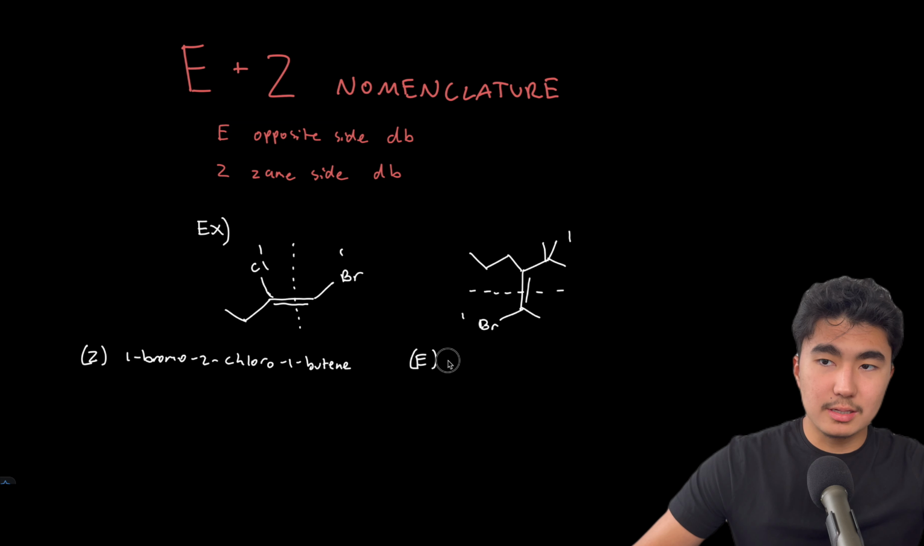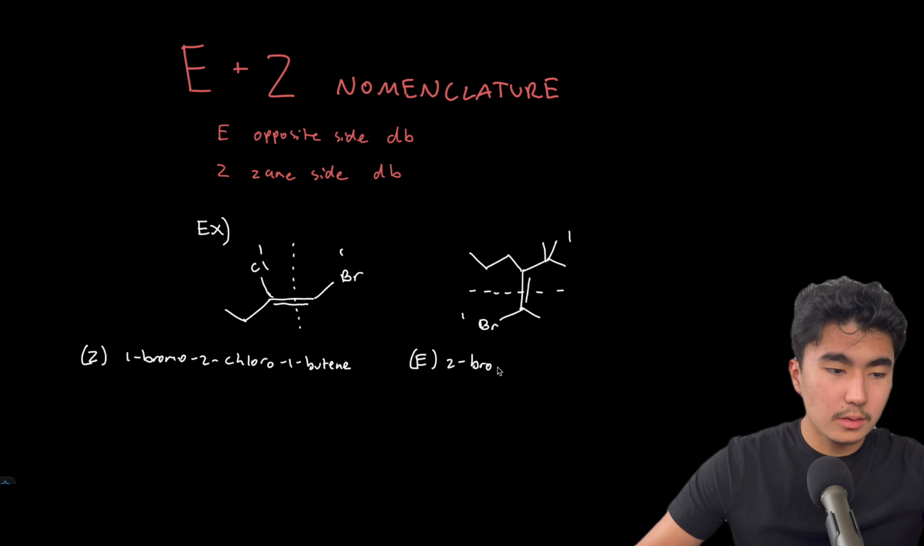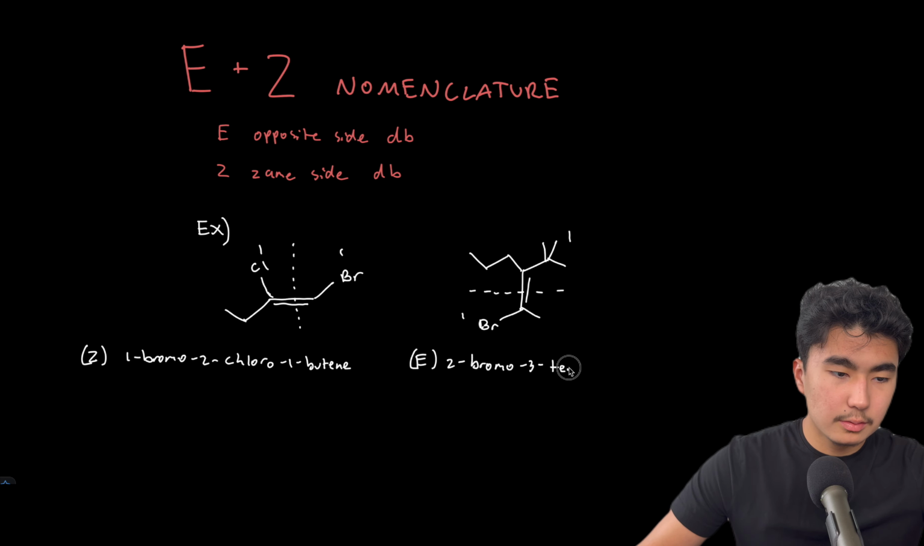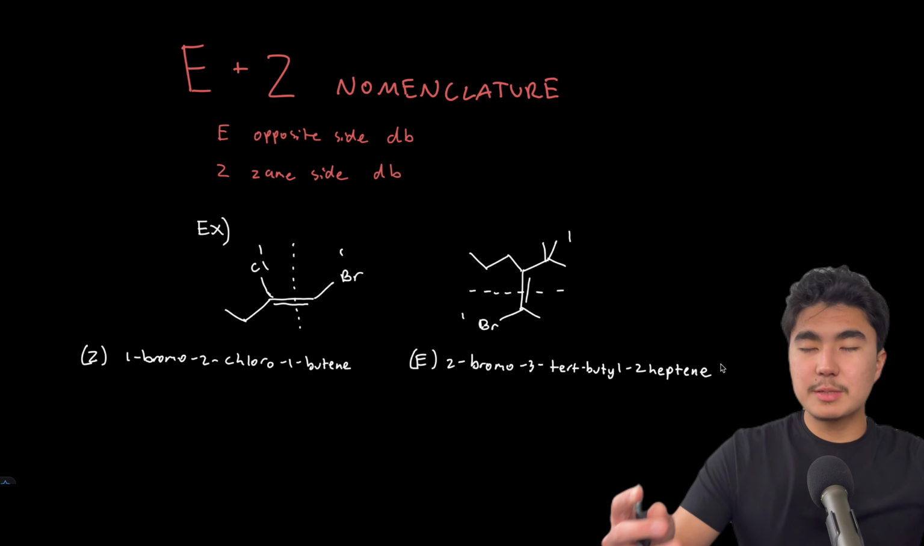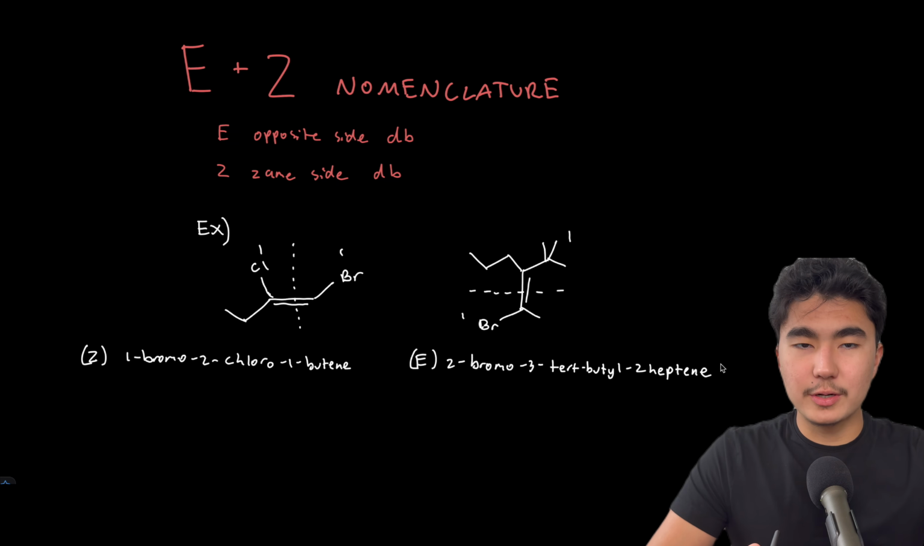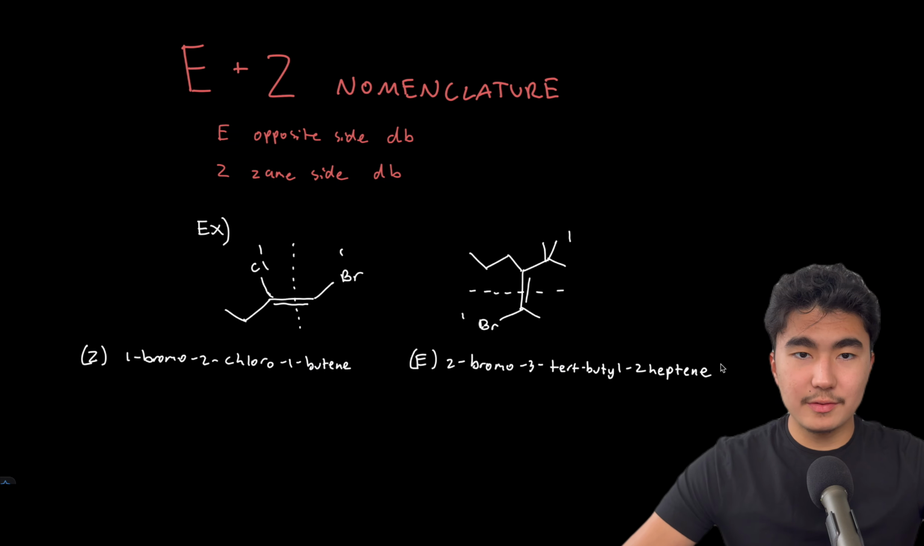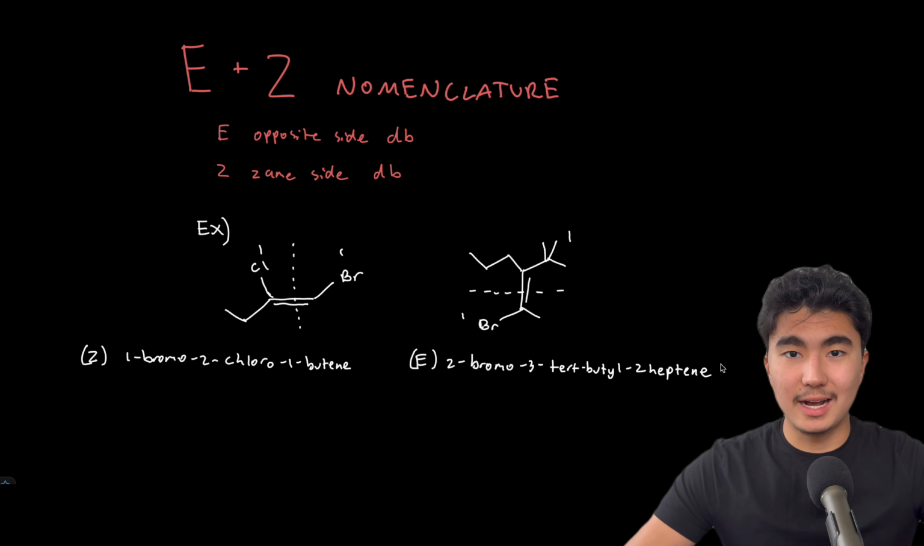Now, more specifically, this molecule is 2-bromo-3-tert-butyl-2-heptene. So that's basically all EZ configuration is. E is going to be opposite side of the double bond. Z is going to be same side.